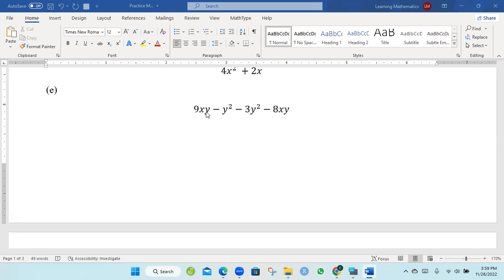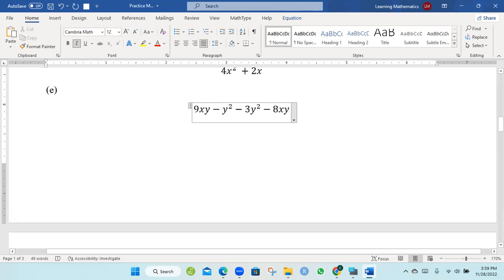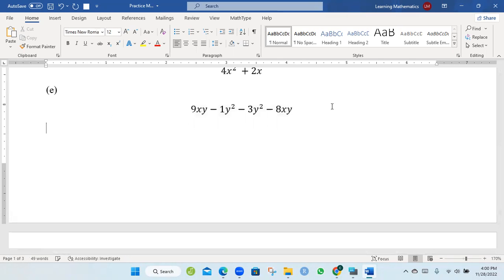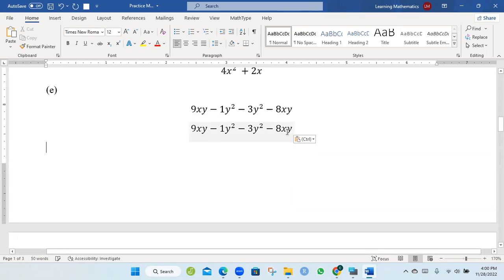So E now is 9xy minus y squared minus 3y squared minus 8xy. If you don't see a number, a coefficient, there is a 1, so that's negative 1y squared. Where are the xy's? We have 9 of them there, so we have to look for xy's. Oh, we have a negative 8xy over there. So let us bring negative 8xy next to 9xy. We bring the xy's together. And the y squareds are together already. They have a minus 1y squared and a minus 3y squared.